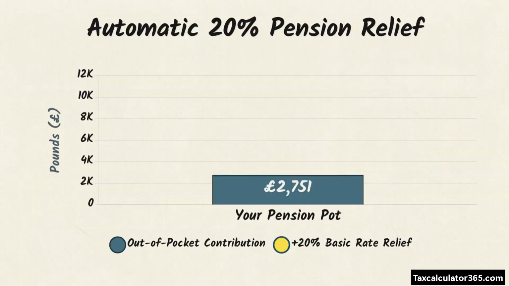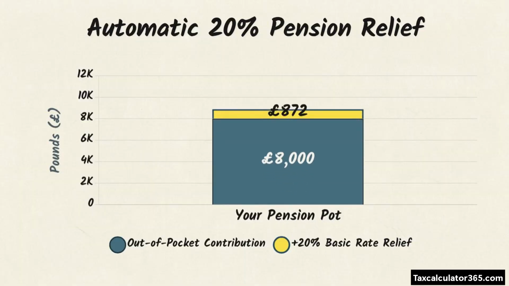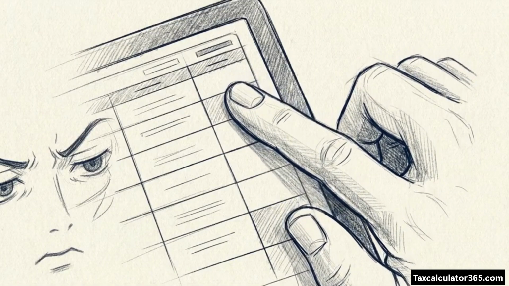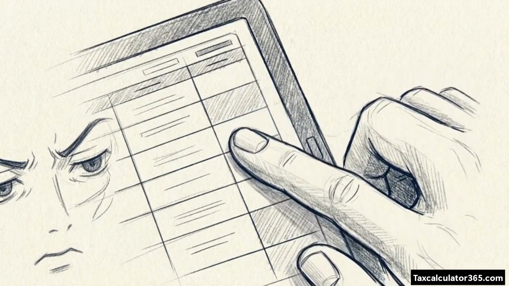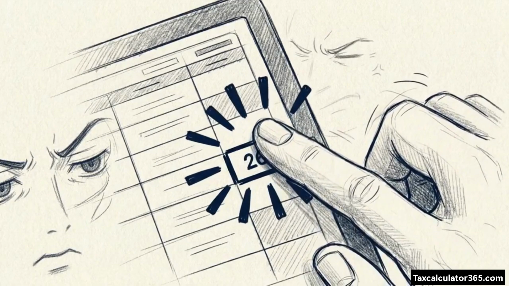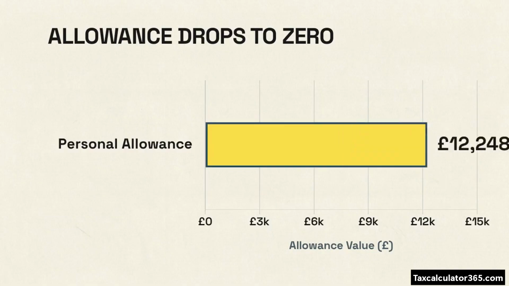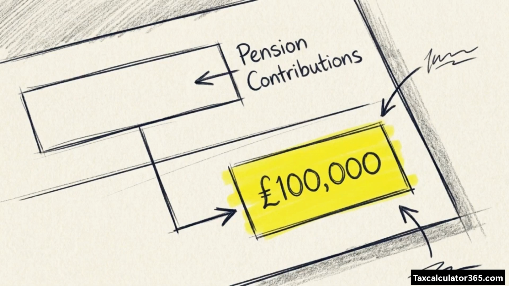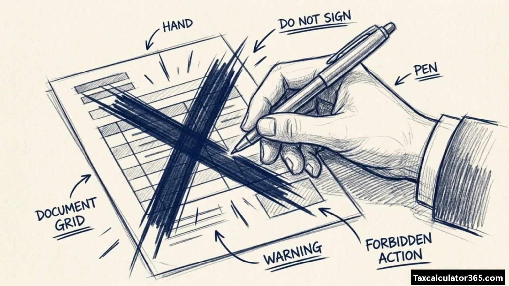When you contribute to a personal pension, your provider automatically claims the basic 20% tax relief and adds it to your pot. However, if your income exceeds £100,000, you face a 60% effective marginal tax rate. This happens because your personal allowance is reduced by £1 for every £2 you earn over that threshold. Reclaiming higher and additional rate pension relief is the standard method for bringing your adjusted net income back down and restoring that allowance. This requires avoiding a common error.